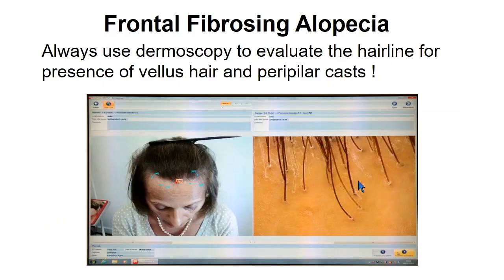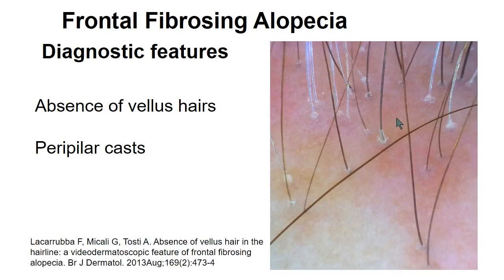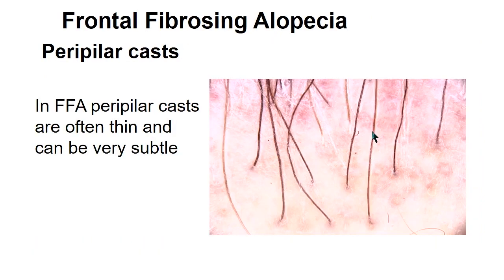And you have to look at the hairlines and look for vellus hair and the peripilar casts. And here is another typical example. You have the peripilar cast and you have no vellus hair. In frontal fibrosing alopecia, the peripilar cast may be very subtle. It's not as in LPP. So that's why the absence of vellus hair is important.